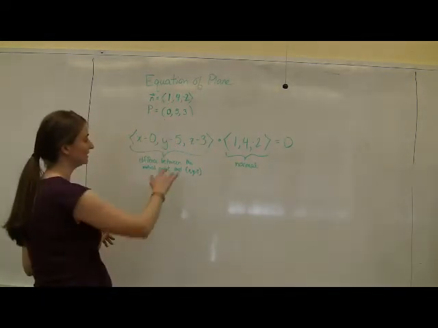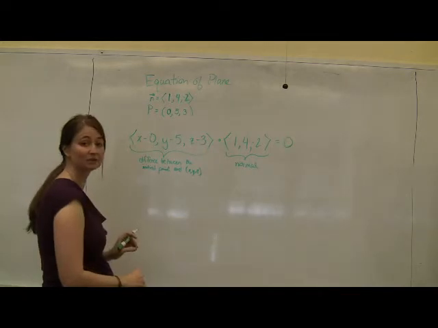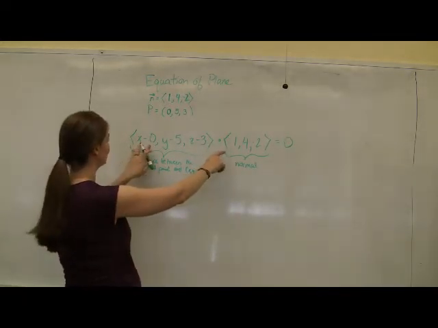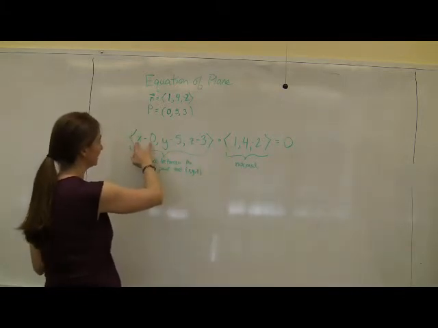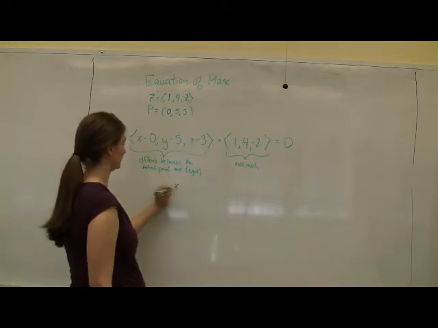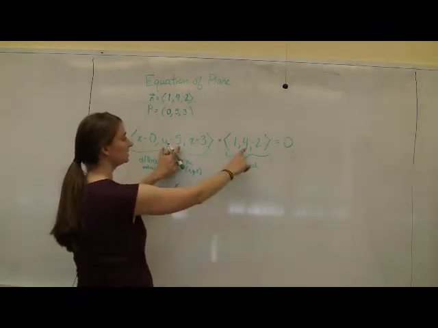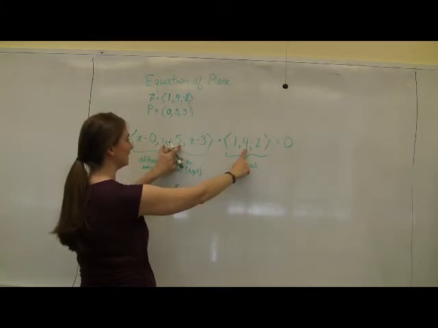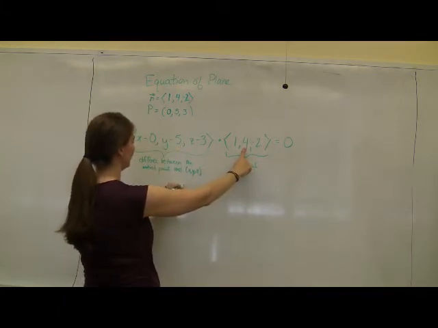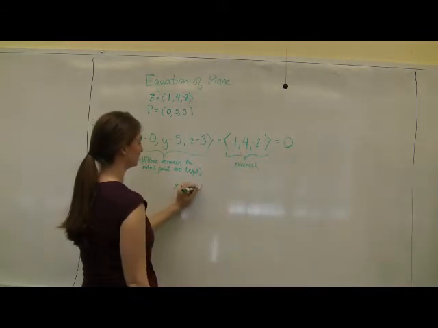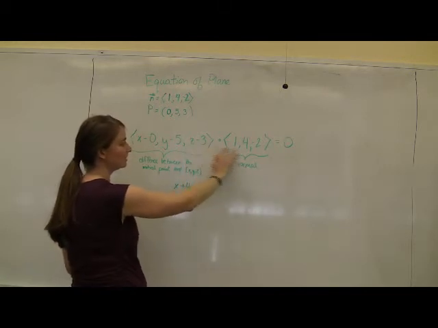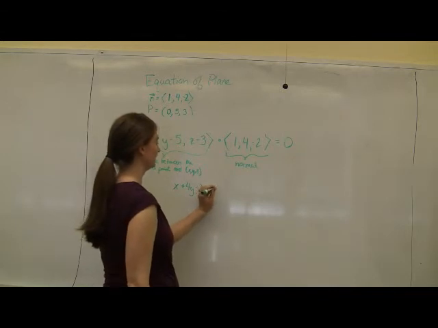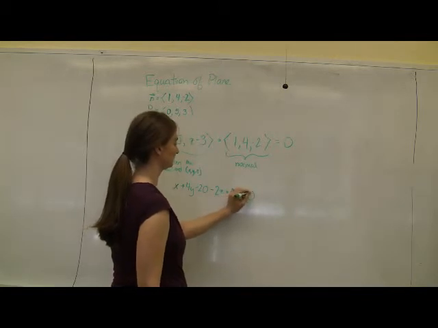Computing this out, I can go ahead and perform the dot product if I want to, and it'll simplify the equation. And I see that when I take the dot product of x minus x naught dotted with 1, that's going to be 1 times x minus 0, which in this case is just x. The next product that I look at is y minus 5 all multiplied by 4. So I get plus 4y minus 20. And then my final component of the dot product is going to be z minus 3 times negative 2, which gives me negative 2z plus 6, which equals 0.